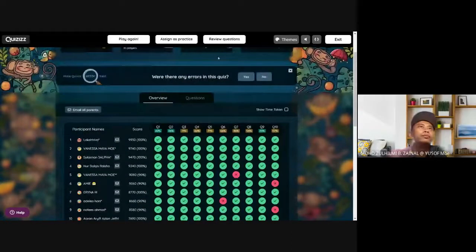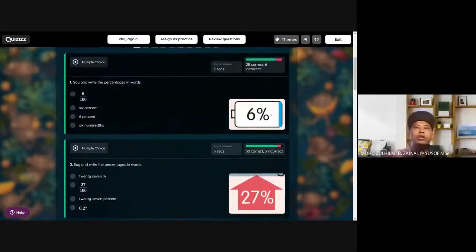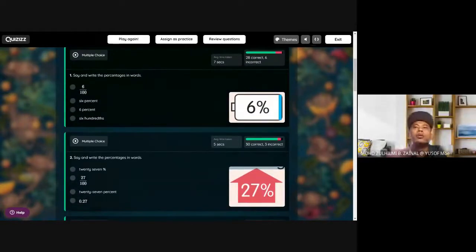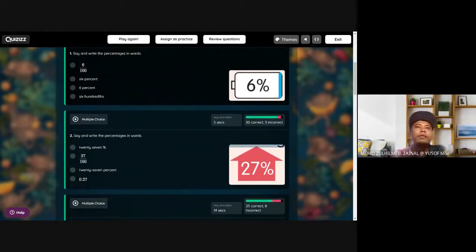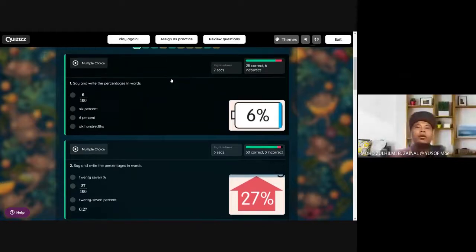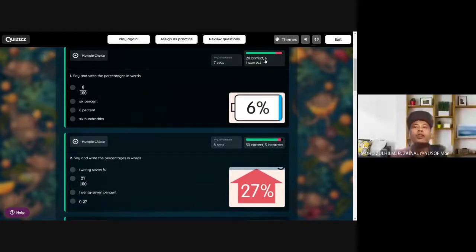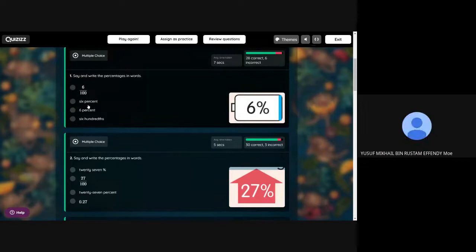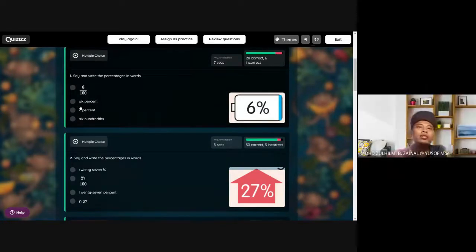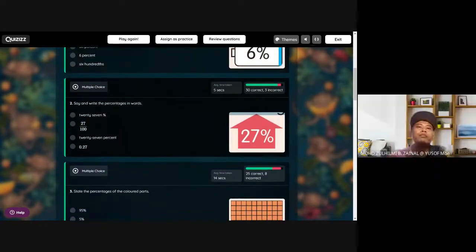Okay, how about we just go through the questions? Let's discuss them. First, say and write the percentage in words. Don't make it hard, it's very easy in words. Remember, 6%, don't write the number 6. C is wrong. B is correct. The answer is B.